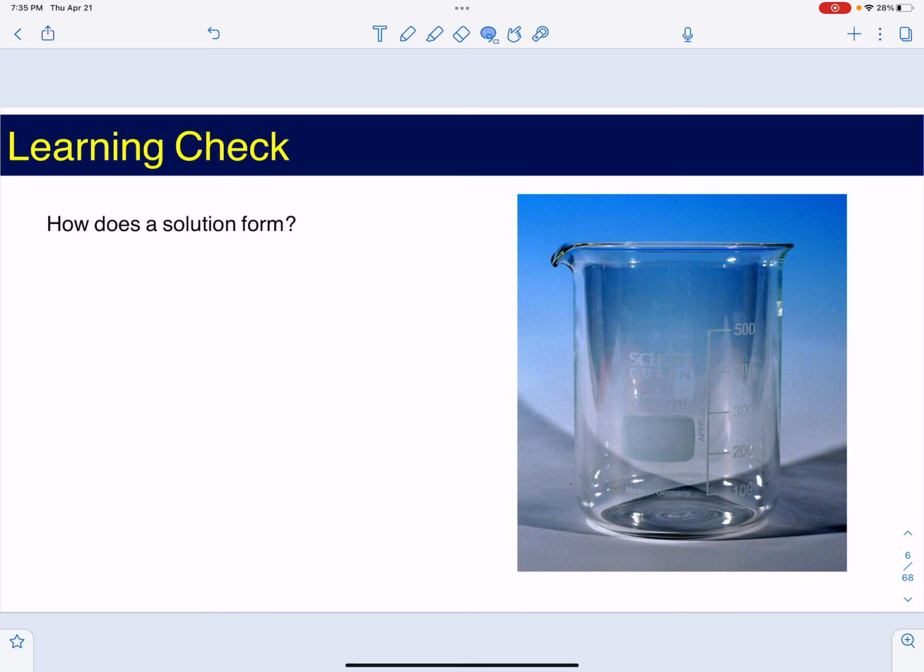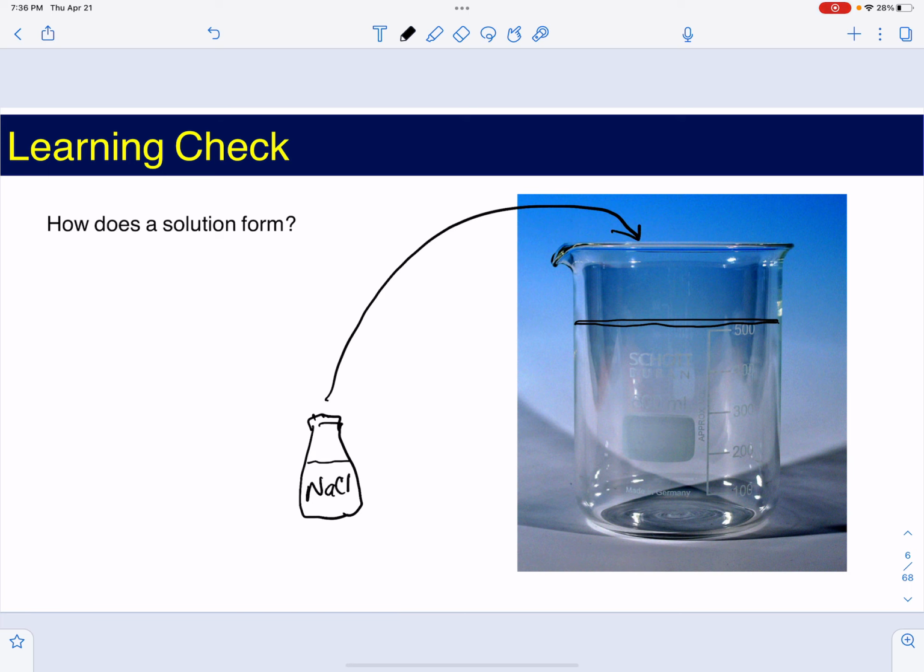So let's say that you have water in this beaker. So you got water in there. And that's only one component. And I want to take, for example, a salt shaker full of salt, and I want to put some in there. So this salt is nothing more than NaCl, right? And we know that NaCl is made out of Na+ and Cl-.